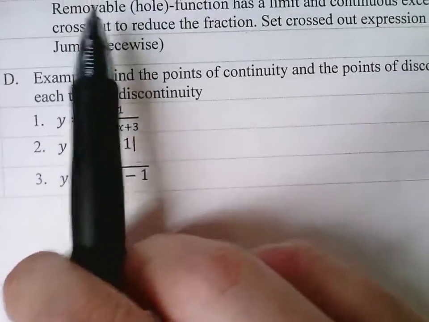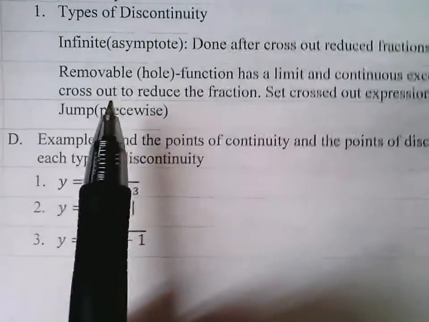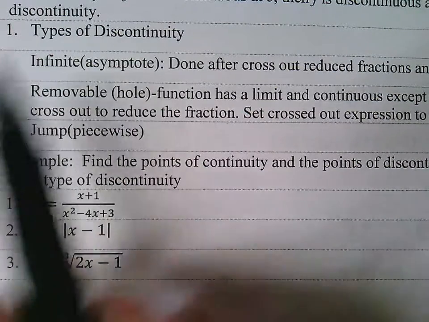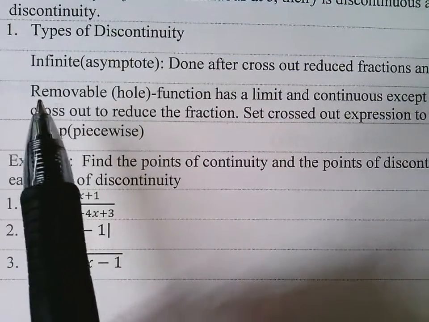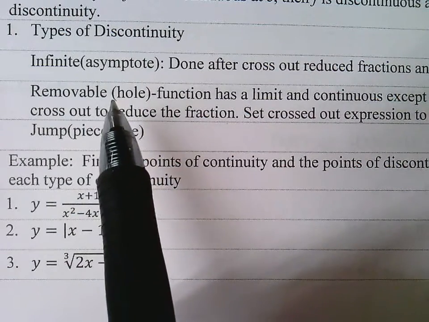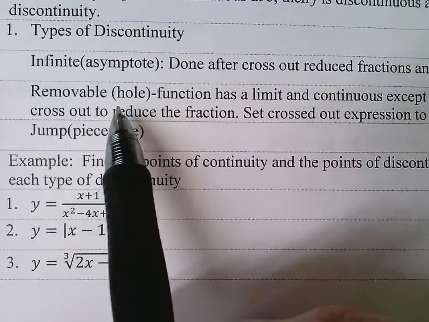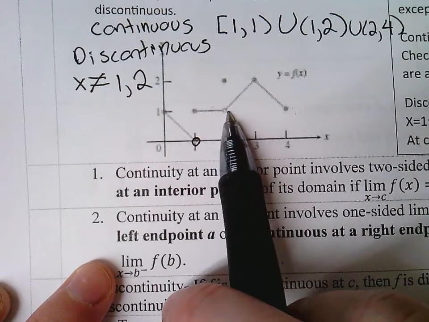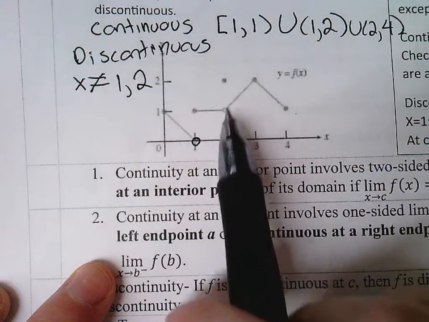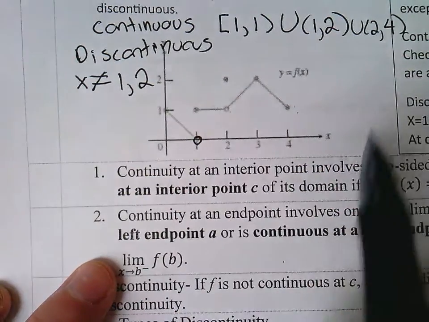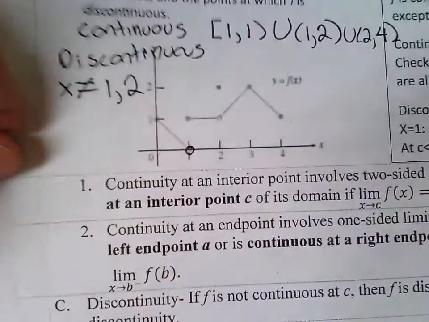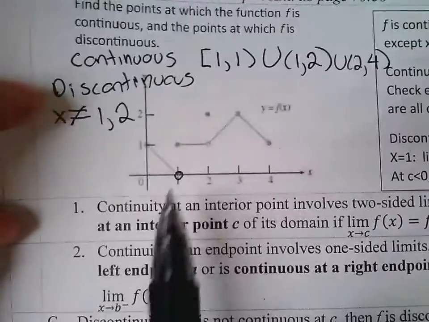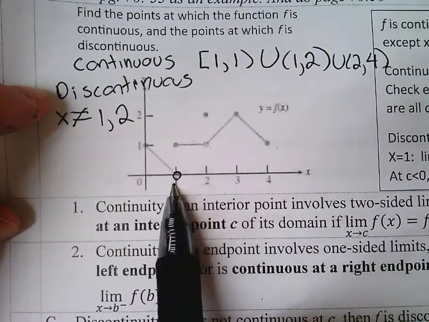Okay, and these are removable. Removable just means that if you wanted to make it continuous, there are going to be problems in your exercises where it's going to ask how you would make this continuous. You would put the defined point right there. So you would just put a defined point at f of 2 equal to 1. That's what that means. Okay. Jump, piecewise, so that's discontinuous, so this is an example of a jump right there.